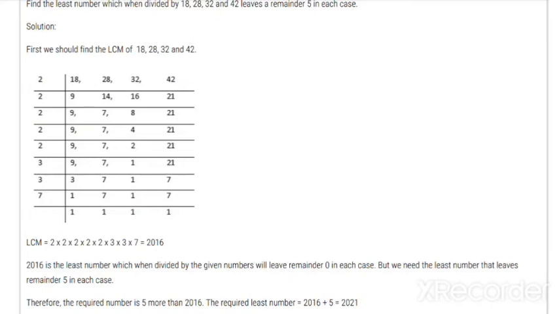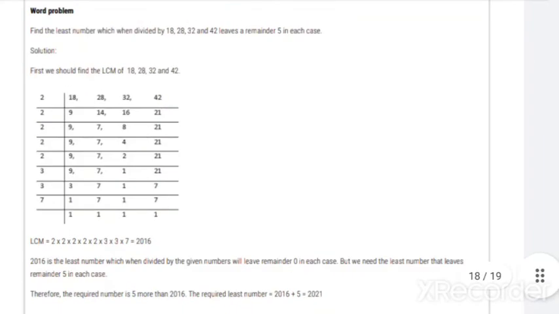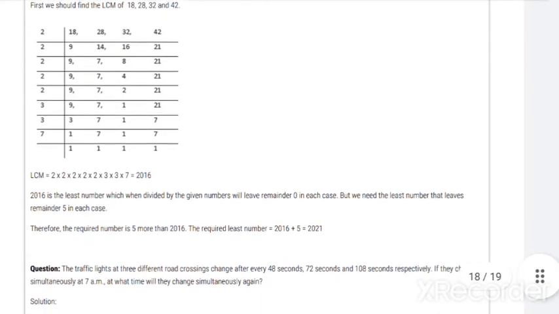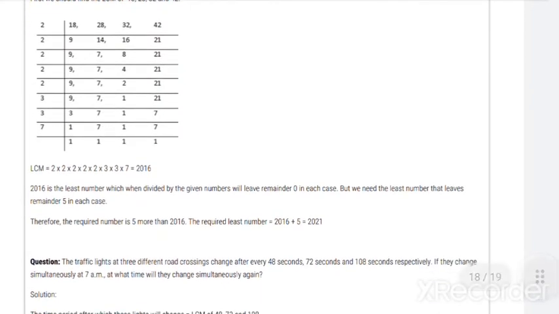Now it is the least number which when divided by the given numbers will leave remainder 0 in each case. So children, but we need the least number that leaves remainder 5 in each case. So what will you do? Just add that 5 to the required LCM, and you will get the required least number, that is equal to 2021. If you see carefully, 2016 plus 5, you will get the answer.